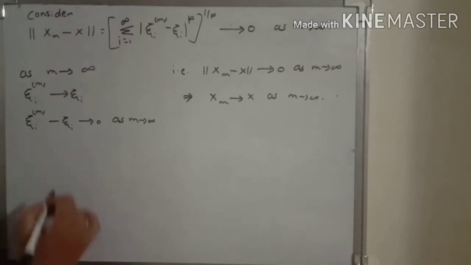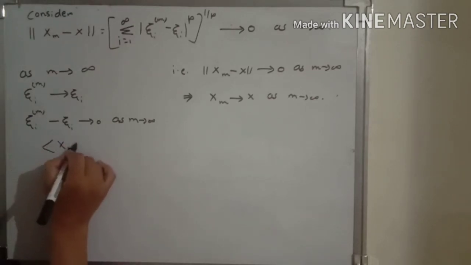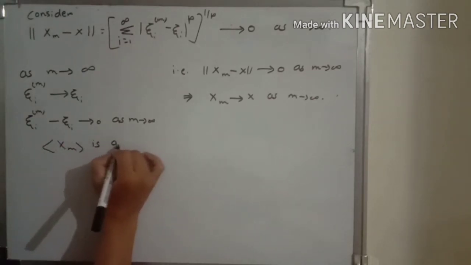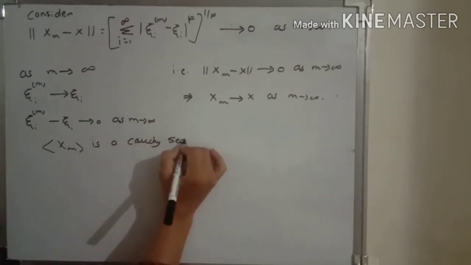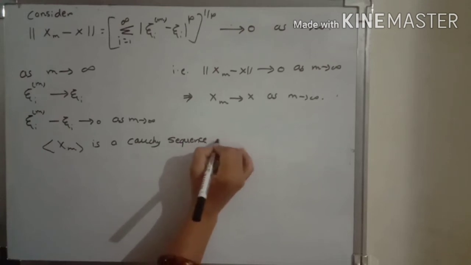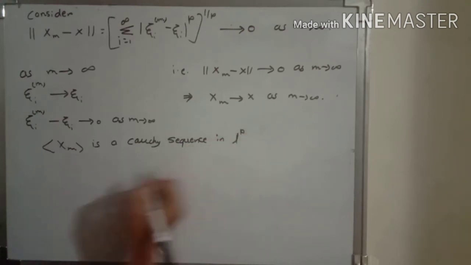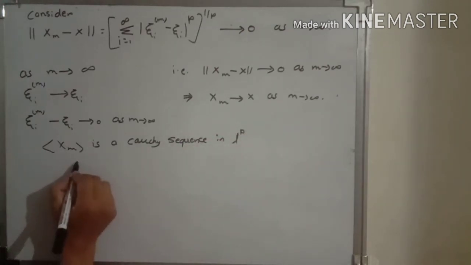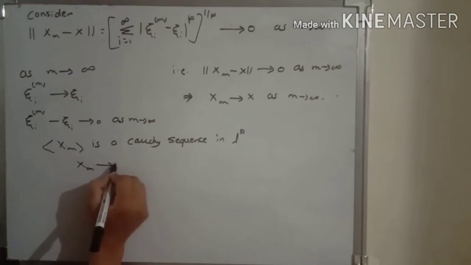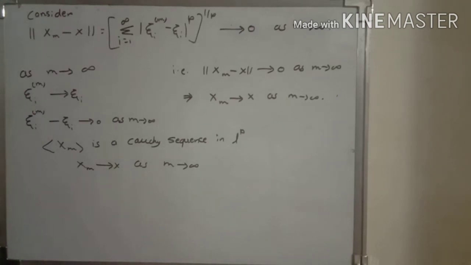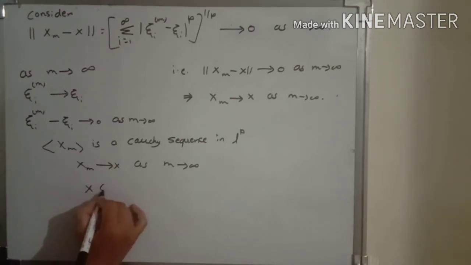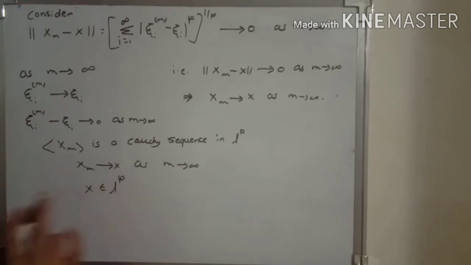We start with the Cauchy sequence xm, a Cauchy sequence in lp, and we show that xm converges to x as m goes to infinity. Now the last point: we have to prove that this x is an element of lp. That is, we have to show.